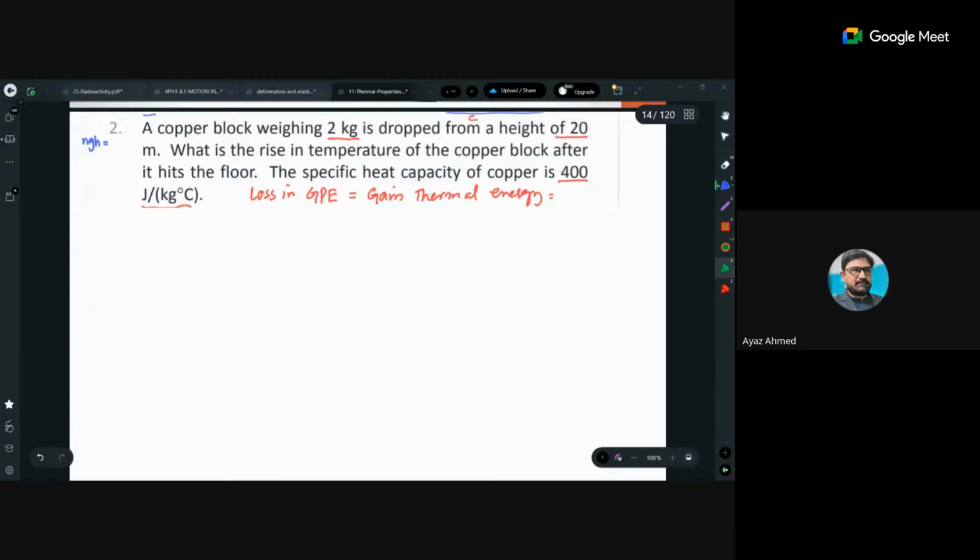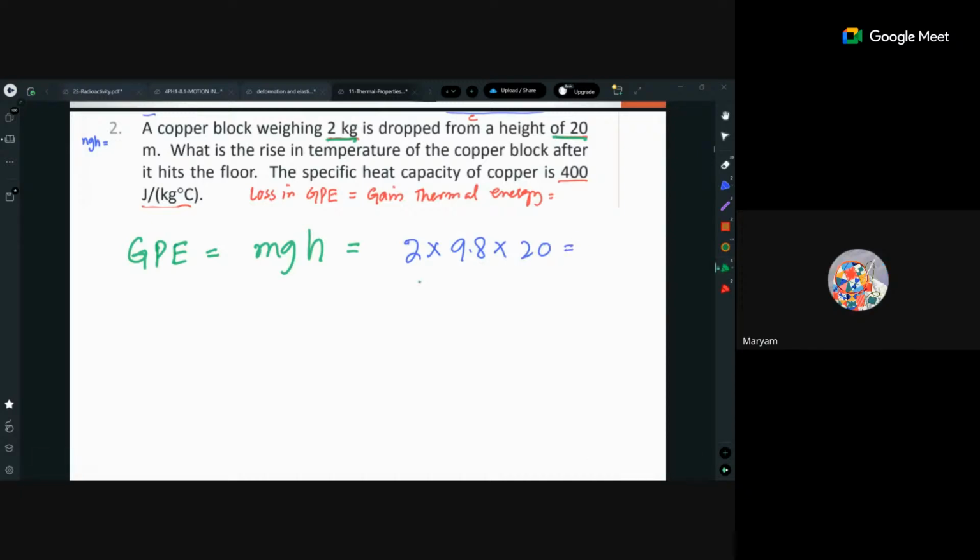Okay. So for example, first of all, I should know what the GPE of this body is when it is at the height of 20 meters, right? So it is mgh. Calculate that one: 2 times 9.8 times 20. What will be the answer? 392. 392 joules, right? That is the potential energy it possesses at the height of 20 meters.